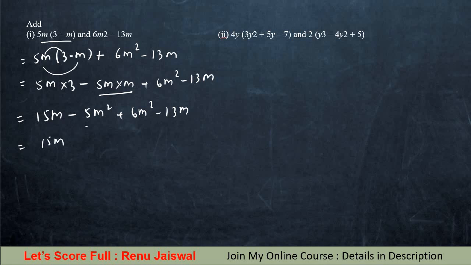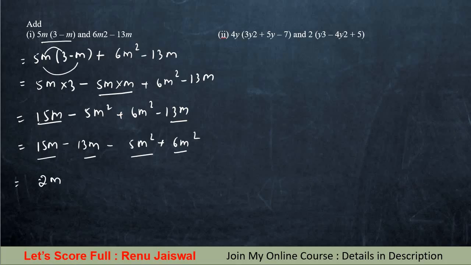15m, can you see, one second, there we have like terms. This and this are like terms. So I'll separate that: 15m minus 13m, and then minus 5m square and 6m square. They are like terms with different signs, so subtract. 15 minus 13 is 2m, and here 5 and 6 are of different sign. Again subtract and take the sign of the bigger number. So 6 minus 5, which is 1, and then plus, the sign of the bigger number.